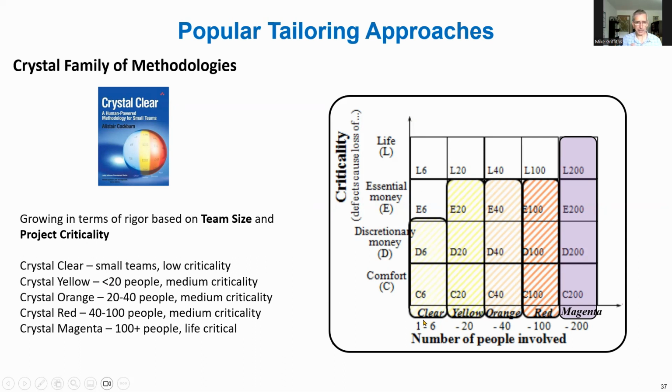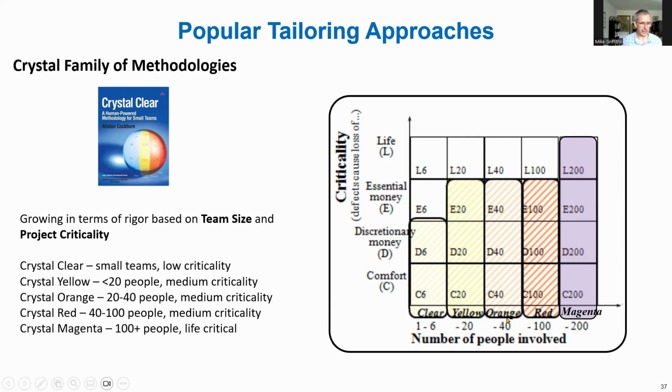So if you've got a small team, then you don't need an awful lot of description around how we're going to work together, because we can probably all chat to each other every day, whether we're co-located or these days, whether we're remote, but using, you know, Zoom like we are here. So Alistair came up with a family of methodologies, not just one. Crystal Clear is the book he published around the small process, but there's a Crystal Yellow and an Orange and a Crystal Red and a Crystal Magenta.